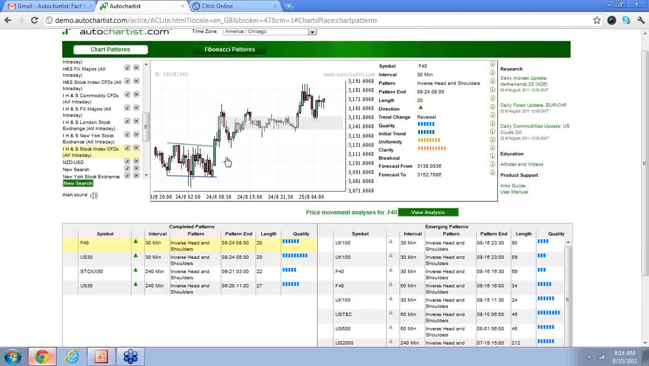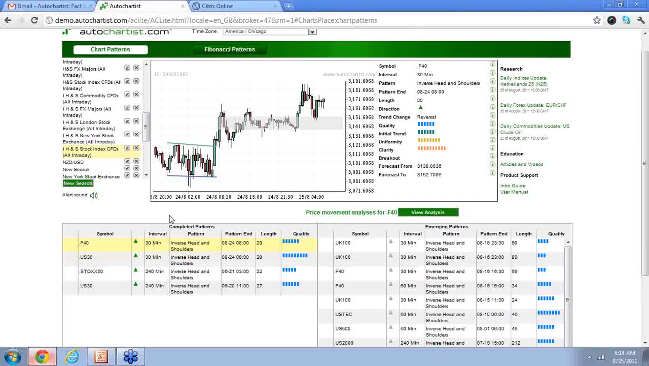And AutoChartist does all that work. Using its algorithms, it looks for conditions like that that are helping to create that particular pattern in that situation. So all you have to do is wait for an alert to go off, either as an emerging pattern or as a completed pattern, and then just react to what AutoChartist has found.